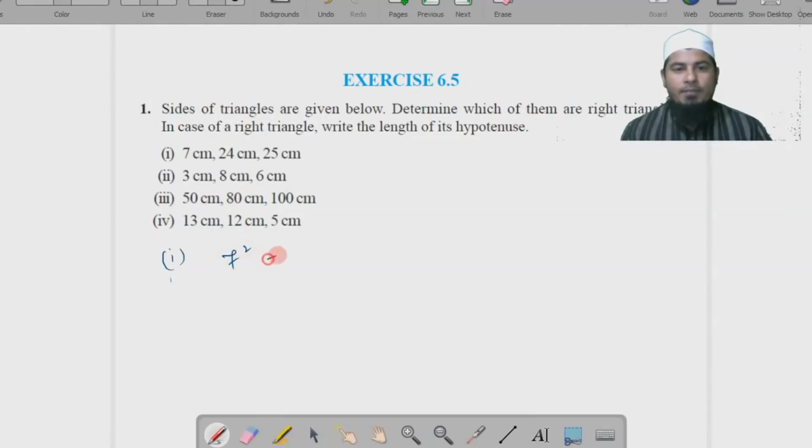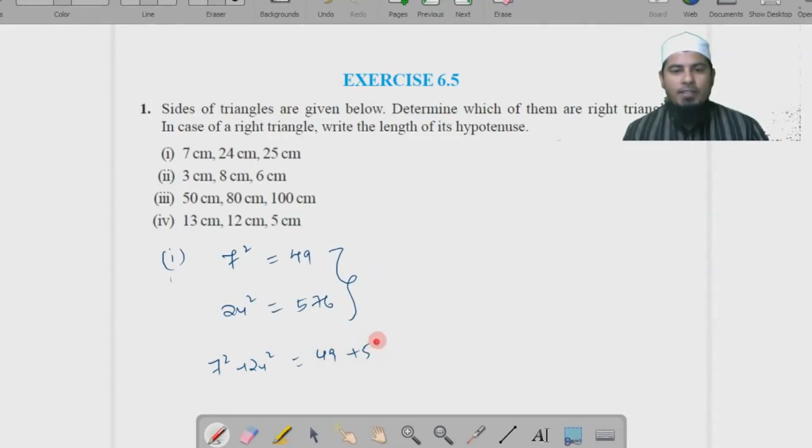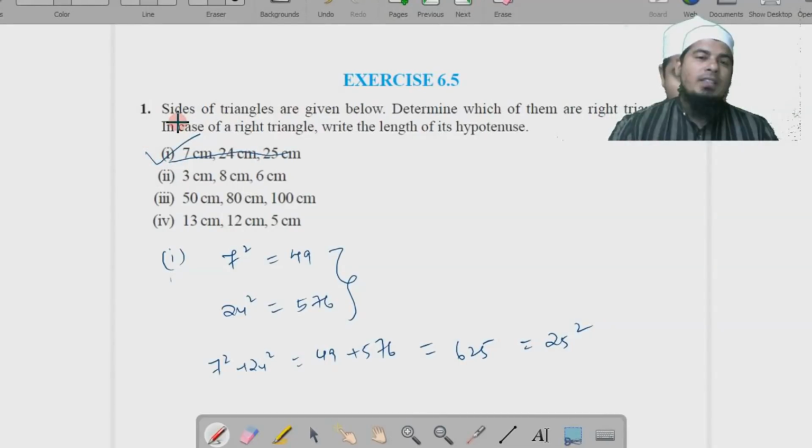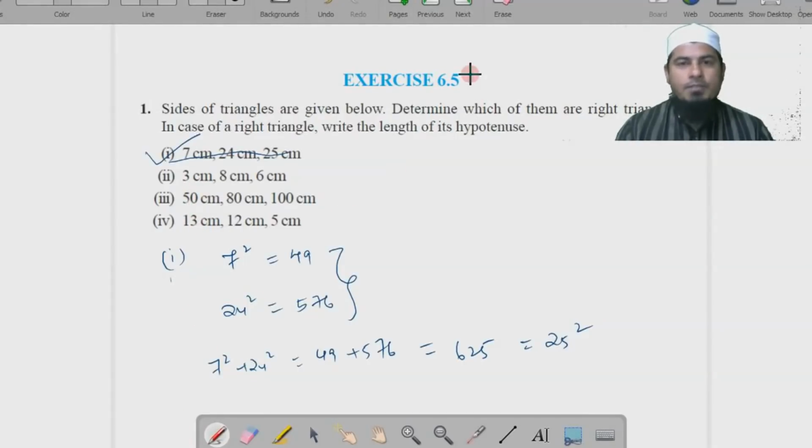7 square is 49, 24 square is going to be 576. If I am adding them, 7 square plus 24 square, I am getting 49 plus 576 is equal to 625, which is 25 square. So I am getting this completely. The Pythagoras theorem is applicable here, and the longest side will be the hypotenuse. Hope you understood. You can do in the similar way the below 3 questions.